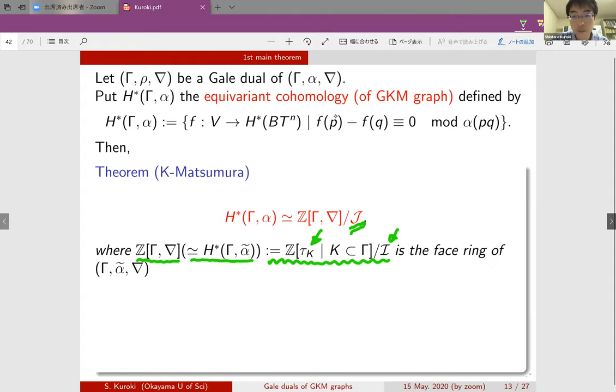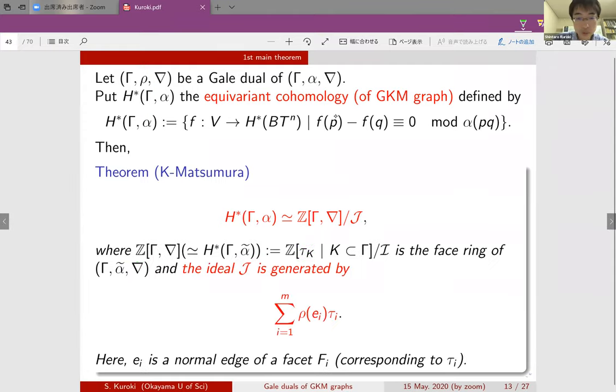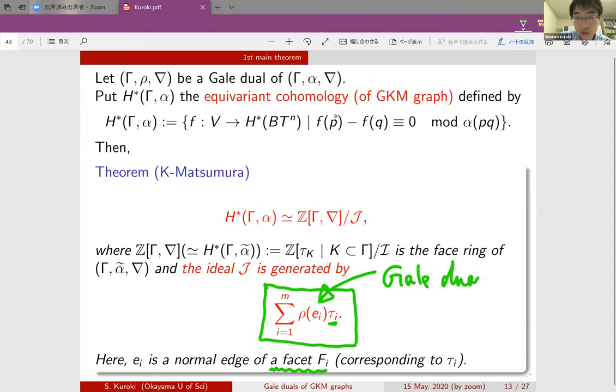This J is described by the Gale dual. So how do we describe it? J is generated by this element, which is a linear combination of the τ_i. Here τ_i is the Thom class of each facet, and ρ_i is the Gale dual, which comes from the normal edge of the facet. e_i is the normal edge of this facet. So this is our first main theorem.